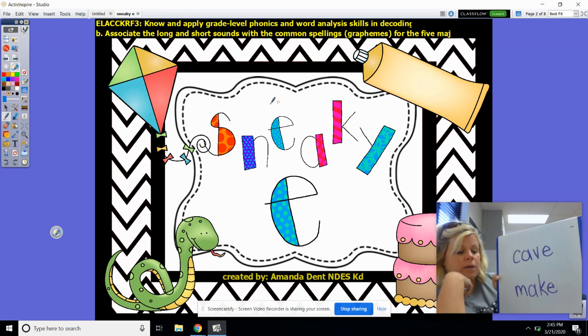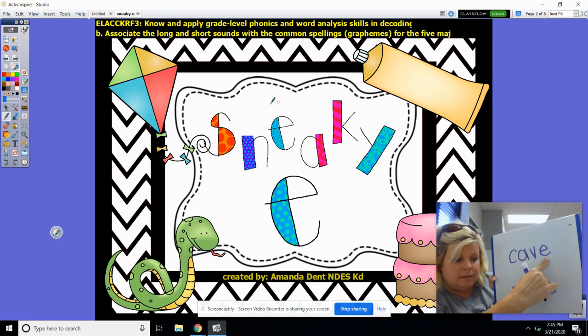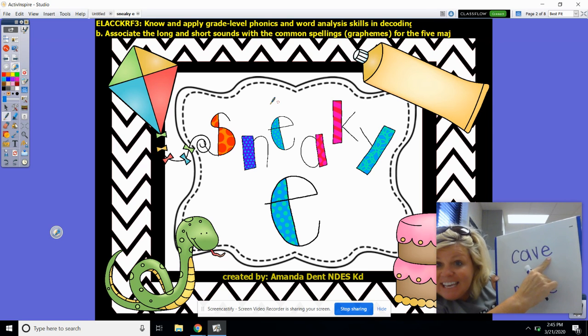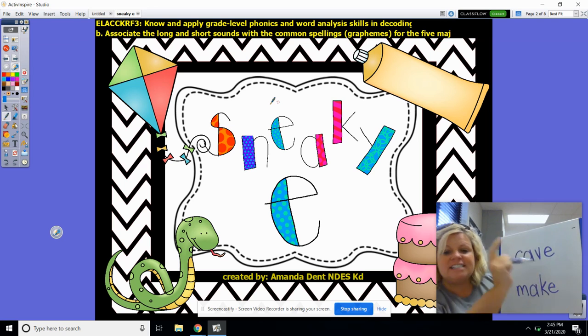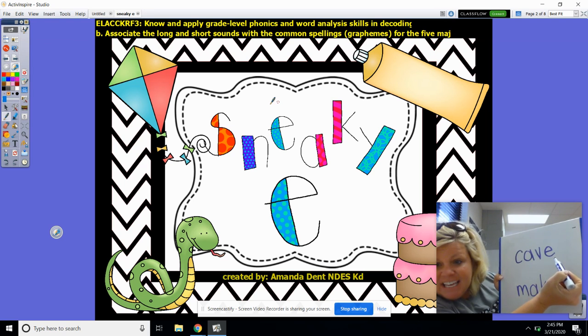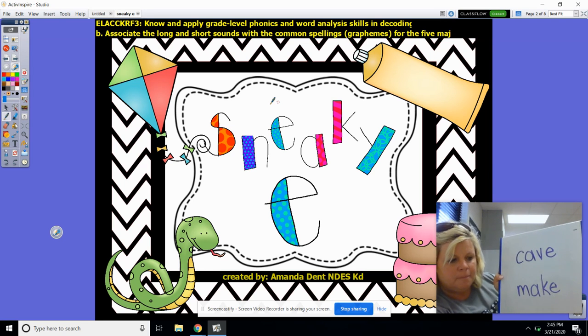If it's at the end of the word, the E is probably being very sneaky. It's being sneaky, and it is silent. If it's a sneaky E, it's very silent. No one knows it's coming. Let's cross out that sneaky E to remind us that it's silent. So we crossed out our E.